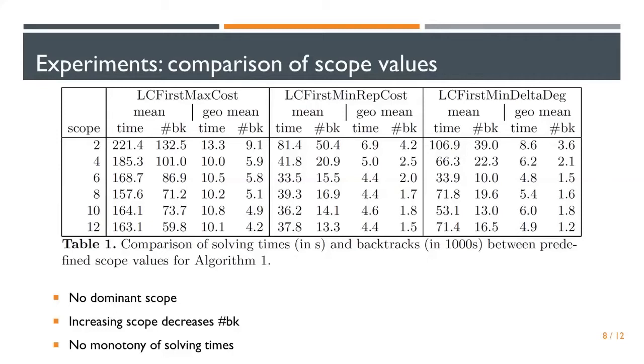Finally, we notice that for each search strategy, the best average scope value changes: 8 for LC first max cost, 6 for LC first min up cost, and LC first min delta deg. In fact, we notice that beyond scope equal 12, it is extremely unlikely that the trade-off is good. For the record, we tried to raise the scope up to 1000 and times are really bad. Thus, we define empirically that a good scope value for the solving of the TSP must be between 2 and 12.